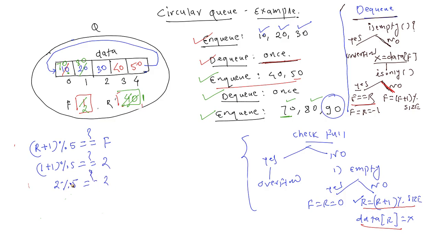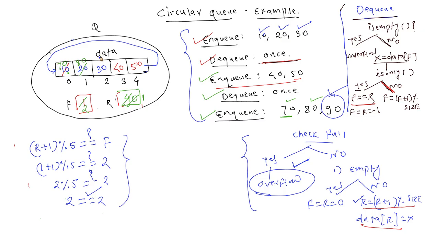2 mod 5, that means when I divide 2 by 5, remainder is 2. 2 is equal to 2, right? So that means the queue is full. That means if I go to the next location for insertion purpose, the next location is already occupied by an element, that's why f is there. So this is the queue full condition, and we have encountered this condition for inserting 90. So for 90, we'll say that the queue is full, there is an overflow. So this is how we'll perform these operations on circular queue.